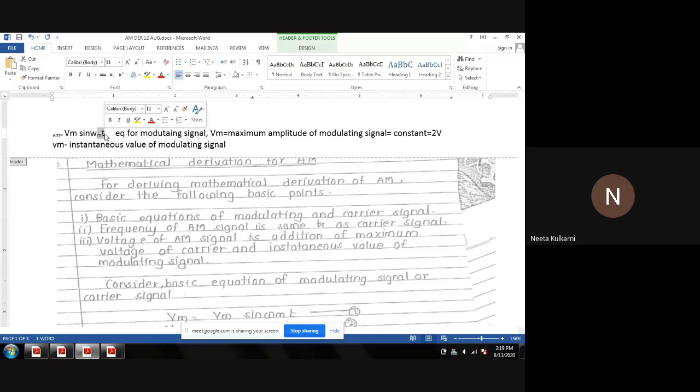Okay, so this point, it is somewhat basic point. I will again repeat it tomorrow. फक्त एवढं लक्षात ठेवा की स्मॉल Vm म्हणजे इन्स्टंटेनियस व्हॅल्यू आहे, आणि ही इन्स्टंटेनियस व्हॅल्यू कुठल्या 2 पॅरामीटर वरून चेंज होते, Vm वरून आणि sin ωmt, that is the parameter related to the time axis.